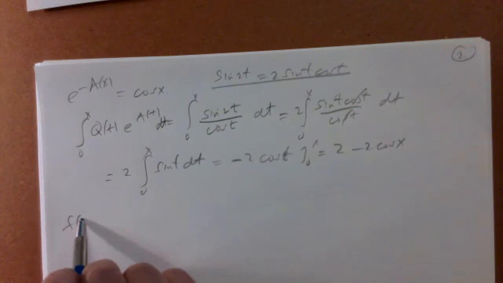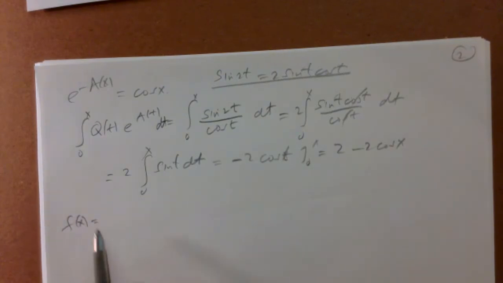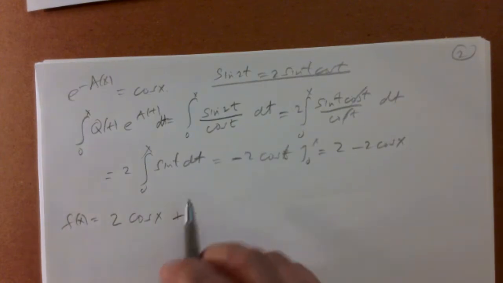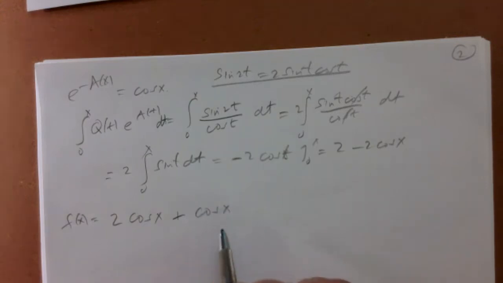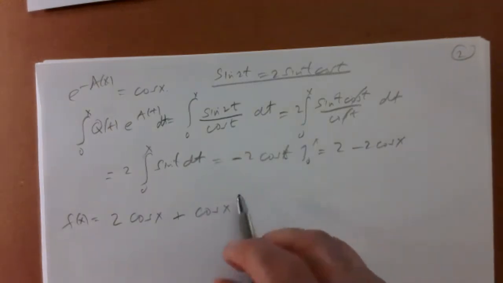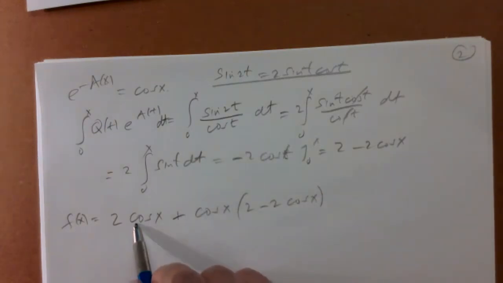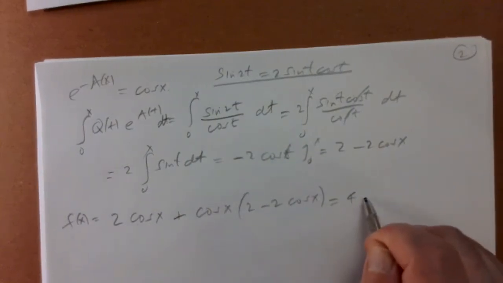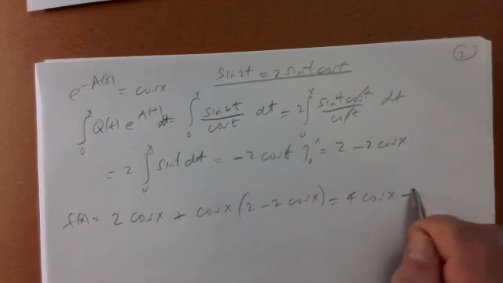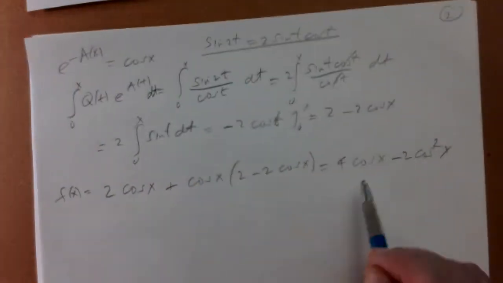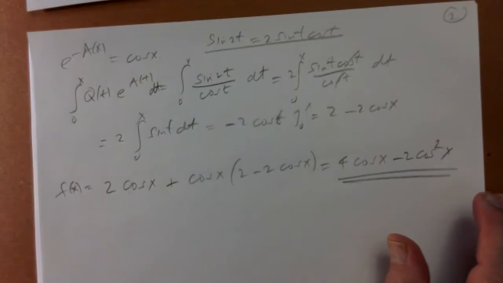So if I put all this together, f of x is equal to b, that's 2, e to the minus a of x, 2 cosine x, plus e to the minus a of x, cosine x, times this integral, 2 minus 2 cosine x. Yeah, that's what it is. This is equal to 2 cosine x plus 2 cosine x is 4 cosine x minus 2 cosine squared x. So this is what is supposed to be the answer.